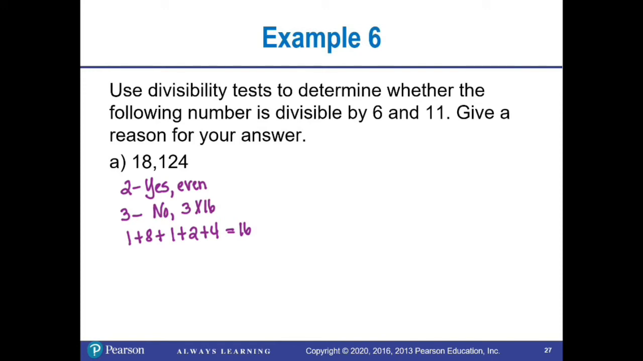Now for 6 to divide the number, my answer for 2 and 3 has to be yes for both of them. If either one of these is no, then my answer for 6 is no. So here my answer for 6 is no because 3 does not divide 18,124.